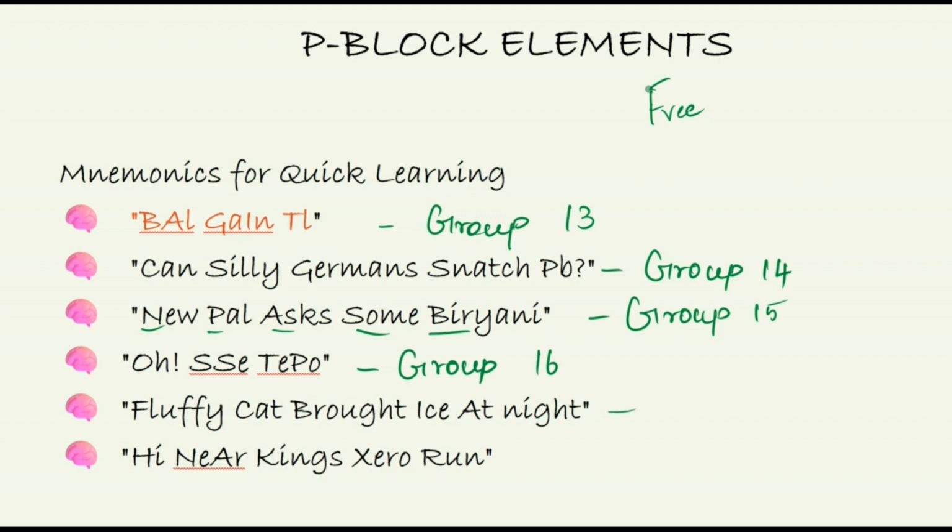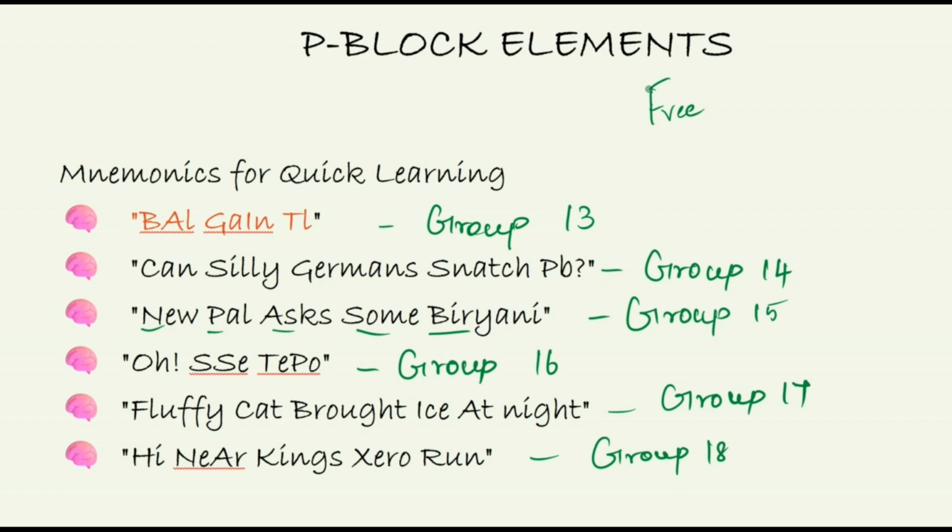Then the favorite one: fluffy cat bought an ice at night. Group 17, most of us are very clear with group 17 because we are used to it. That is fluorine, chlorine, bromine, iodine, and lastly astatine. Then group 18: high near King's zero run, that is helium, neon, argon, krypton, xenon, radon.